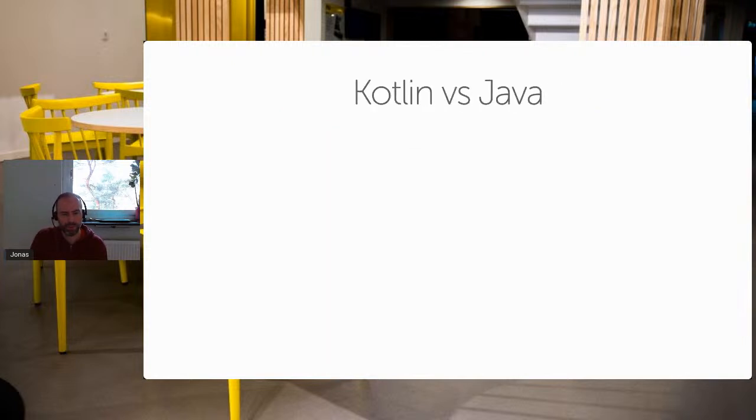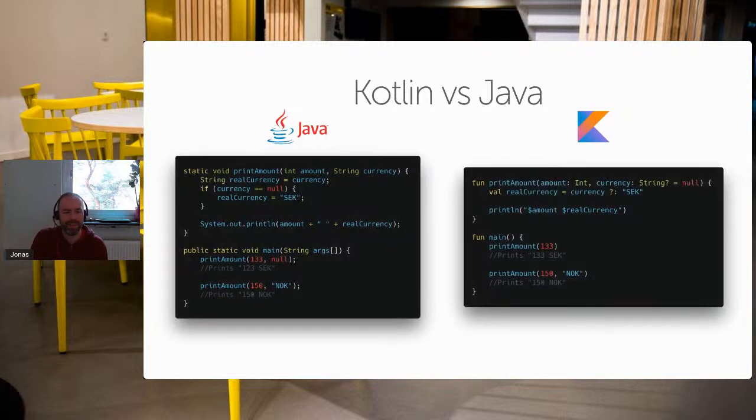And then when you, oops, I was a bit too quick. So to wrap up this, in main, now you don't have to provide an argument to this currency, since you have a default argument which is null. So if you just provide 133 in print amount, you could just print with SEK, or you can give an argument with the currency.